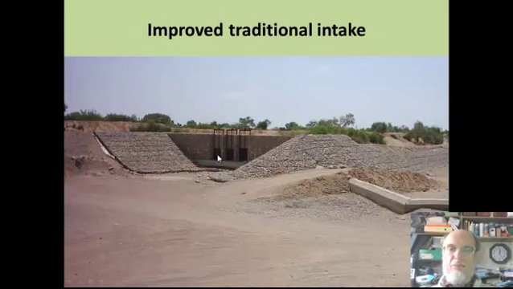Here's an example of the intake. This one doesn't have a big spur. It's got a little bed bar, a low weir in the wadi bed. It's got gates so that it can be closed if it is not the farmer's turn to take water.